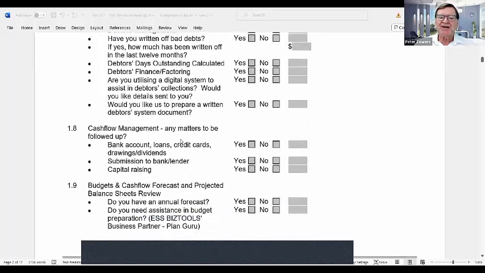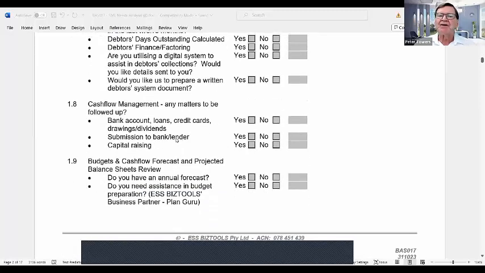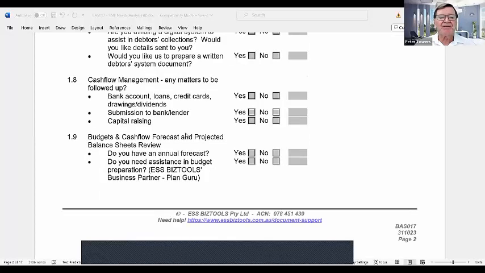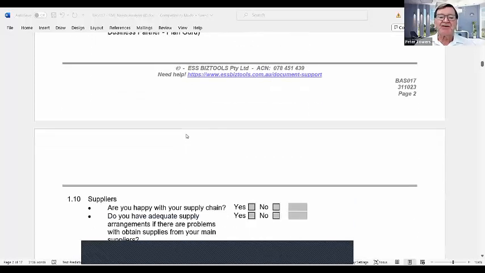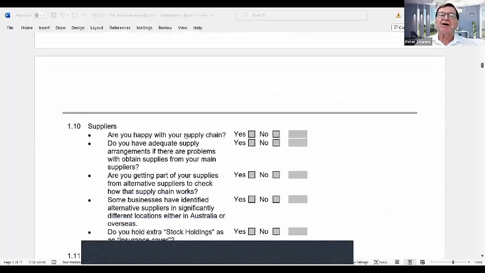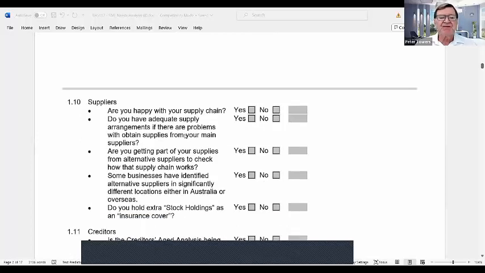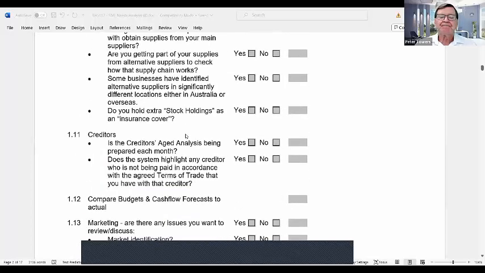Their budgets and cash flow forecasts, are they preparing them? How are they performing compared to their budgets? Are they doing that comparison each month? Are they getting monthly accounts? Are you helping them do that? Are they likely to have some problems with suppliers in the next 12 months, especially if it's suppliers from overseas? Should they be looking to do some diversification in suppliers?